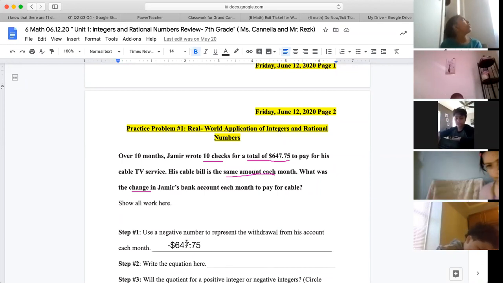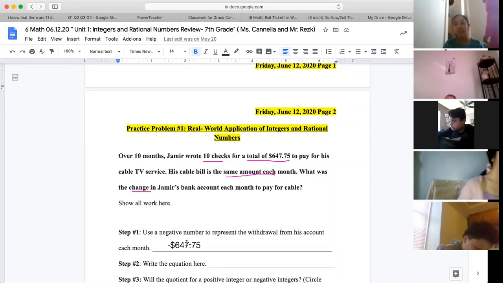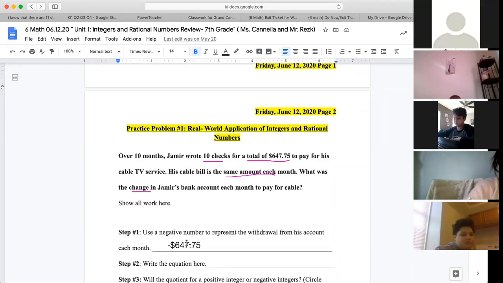All right, number 2, we're going to write the equation here. So Demi, what are we going to do with the 10 and the checks? Are we going to add or multiply them? Remember, we want to know how much he is writing per check. So what are we going to do with the 10 and the m? Multiply. Good. So for step 2, we're going to write 10m or 10c, whatever you want to write.